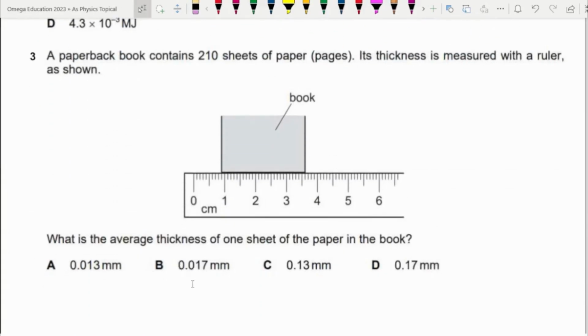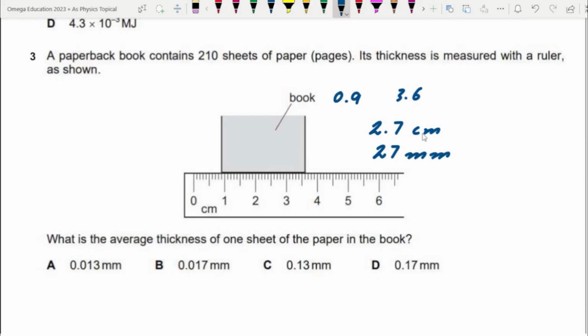Alright, let's take a look at the next one. So what is the average thickness of one sheet of paper in the block? So the reading starts from 0.9 and it ends at 3.6. So what is the difference between these two? We get 2.7 centimeters. All the options are given in millimeters, so I can convert into millimeters first. 27 millimeters. So 2.7 from centimeter, if you try to convert into millimeters, you will get 27 millimeters.